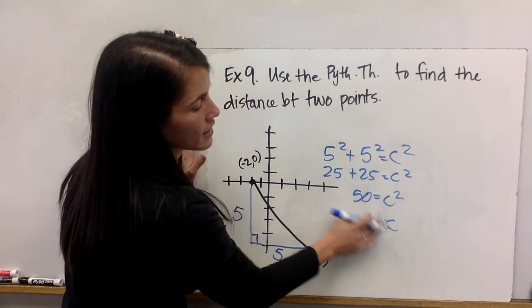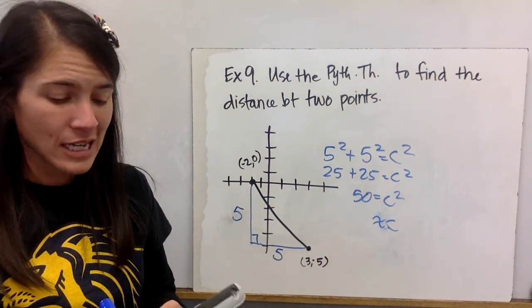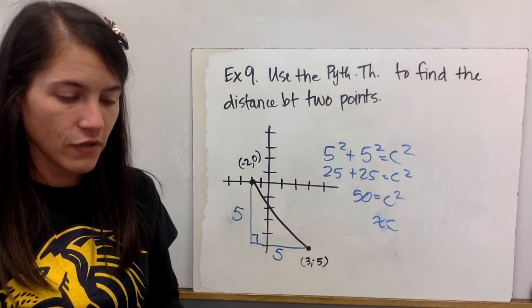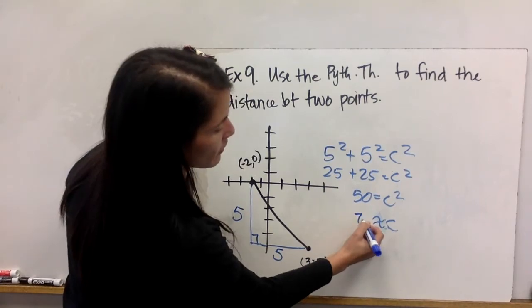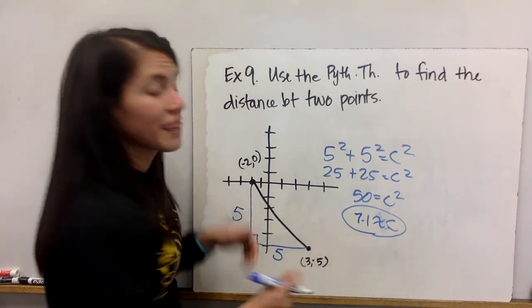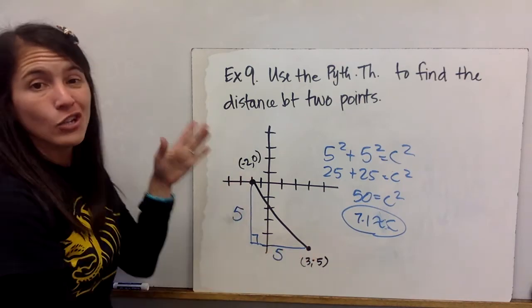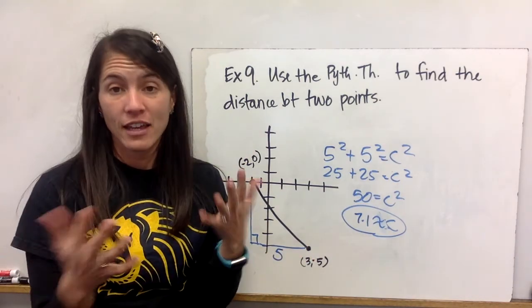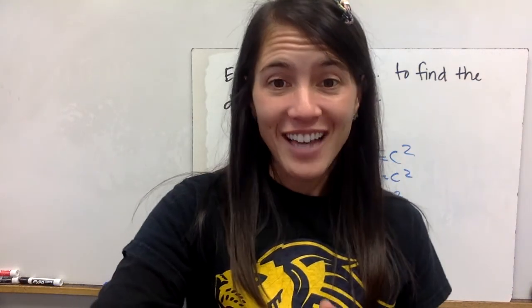Now 50 is not a perfect square, so it's going to be rounded. It's going to be 7 point something. So the square root of 50 is 7.07, so about 7.1. That's the distance between points on a coordinate plane. You're going to draw a right triangle, find the legs, and then use the Pythagorean Theorem. Okay, I know this was fast and I know this was a lot, but we will practice all of this in class.